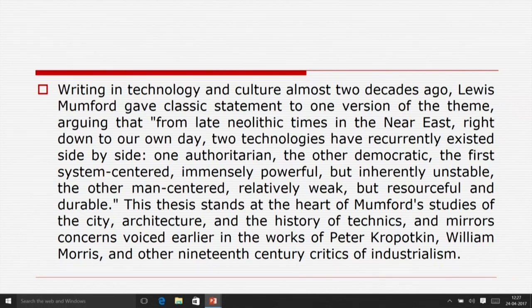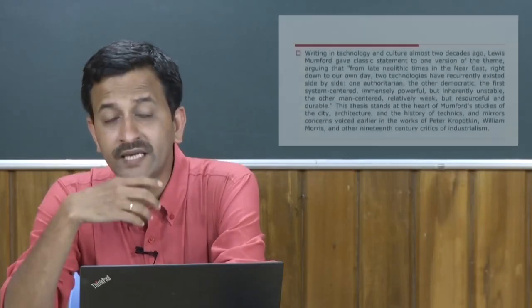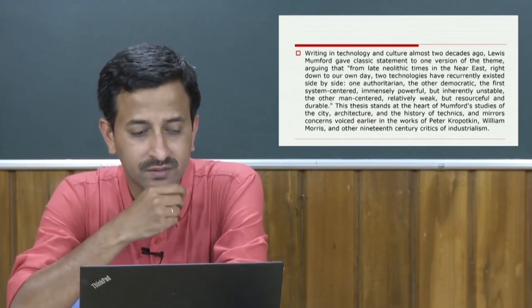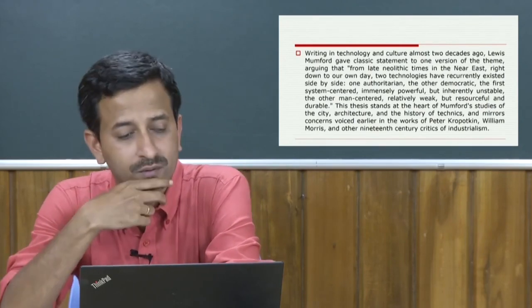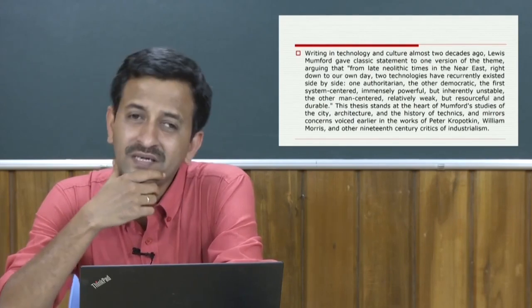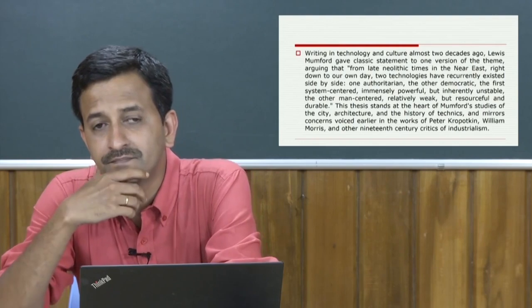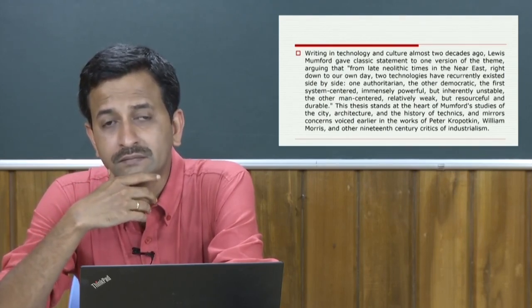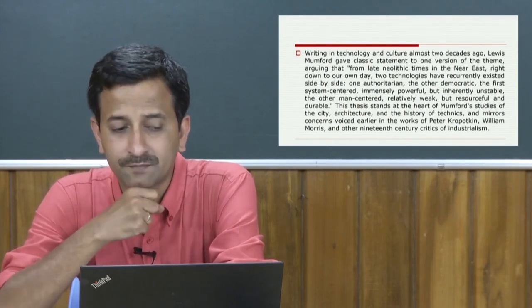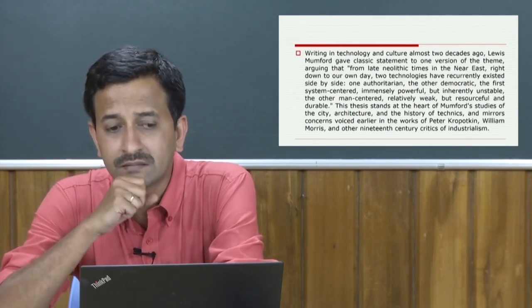The authoritarian technology is system centered, state centered, propagated and sponsored by the state, immensely powerful because it has been sponsored by the state, but inherently unstable. It is because it does not take into consideration many other factors. We will come to this. Let us first see what the other kind of technology is. A more democratic technology is human centered, but relatively weak, though resourceful and durable. Look at the large dam project related to the Narmada Bachao Andolan. That is a huge, system centered project, immensely powerful because it was sponsored by the state.